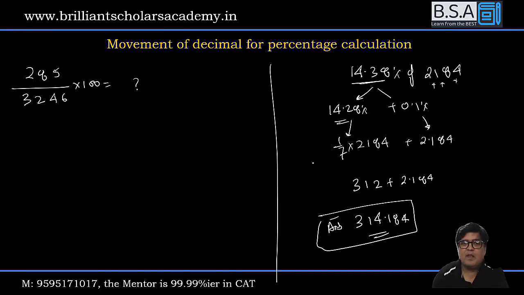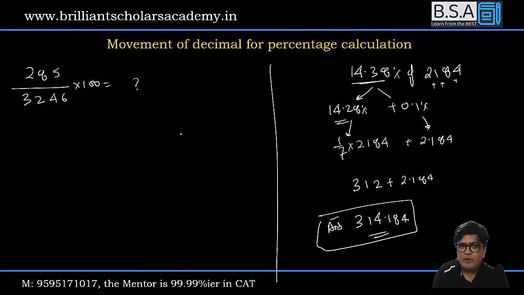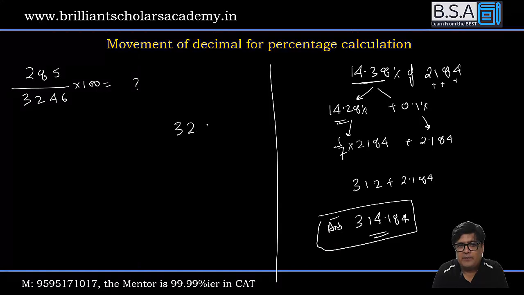In fact, let me do this for you. The right approach is you look at the denominator. Where do I put a decimal so that it becomes less than 285? The first decimal should make it less than 285. If I put decimal here, 324, it is still more. If I put decimal here, now it is below the desired number. You must put the first decimal in a manner it brings the number below the required numerator.